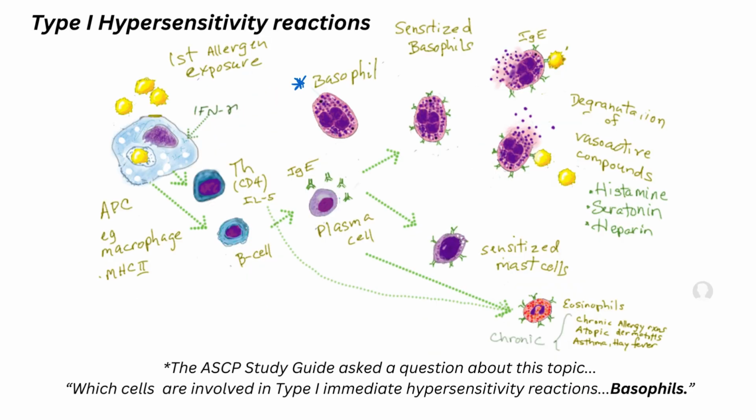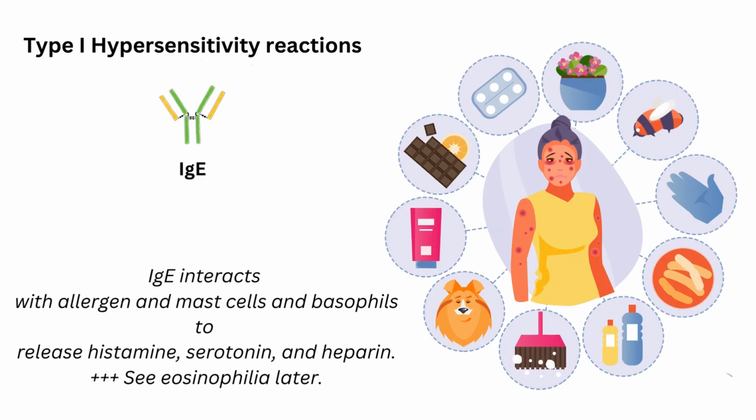Which cells are involved in type 1 immediate hypersensitivity reactions? Basophils. Type 1 hypersensitivity reactions involve IgE interacting with the allergen and then activating the mast cells with the release of histamine and heparin, forming the classical symptoms of allergies. Anaphylactic shock is the worst kind, and then you'll see later on chronically eosinophilia.